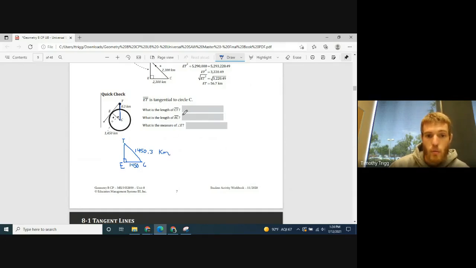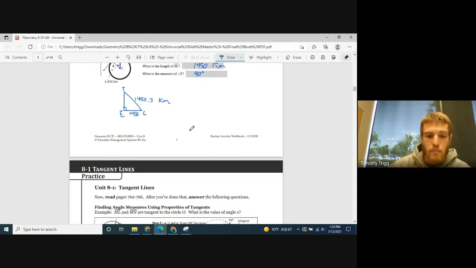Okay. So what is the length of CT? That's this, right? 1,450.3 kilometers. What is the length of EC? Well, that's just the radius of the planet, 1,450 kilometers. What is the measure of angle E? That's talking about this. We already talked about that's a 90-degree angle. It's a right angle, in other words.